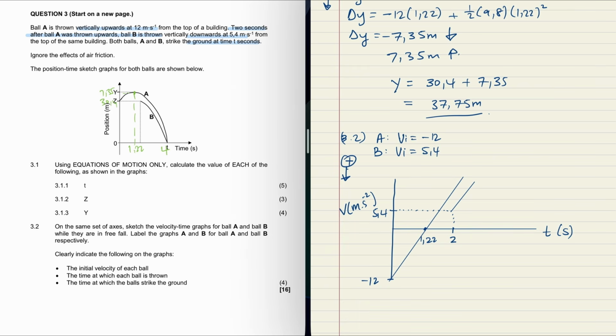Now, they want us to show the time at which both strike the ground. So they both strike the ground at 4 seconds. So I just need to extend this slightly. So that will extend like so, and that will extend like so. And that's basically it. Of course, I haven't drawn it to scale. I haven't used any measurements or anything like that. So your mileage may vary.